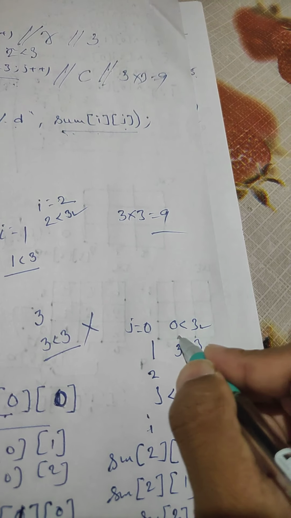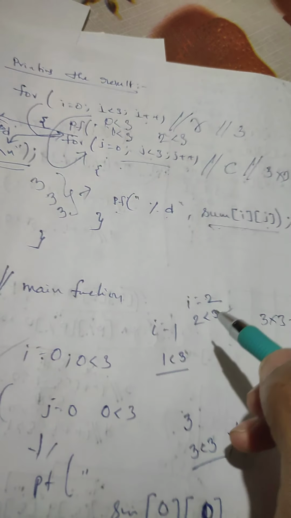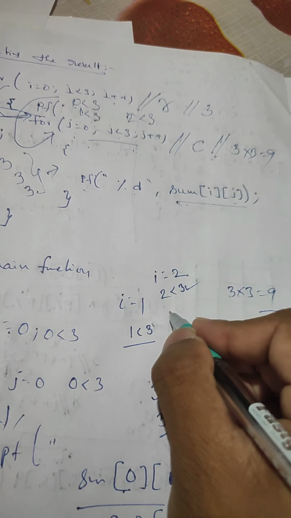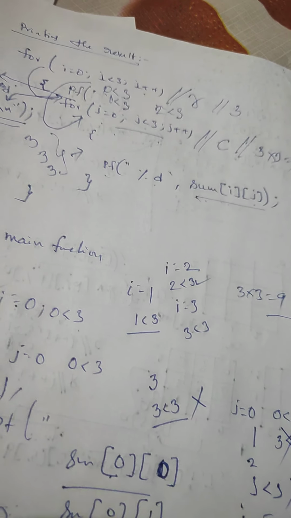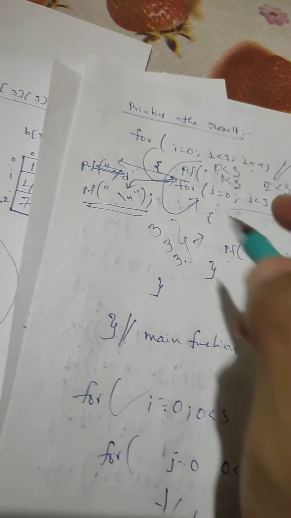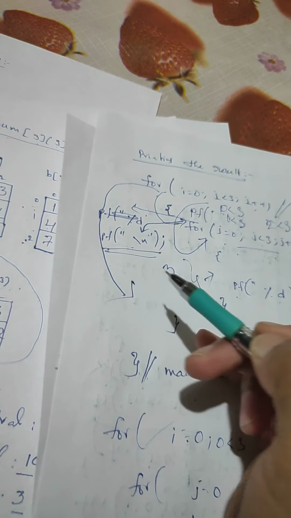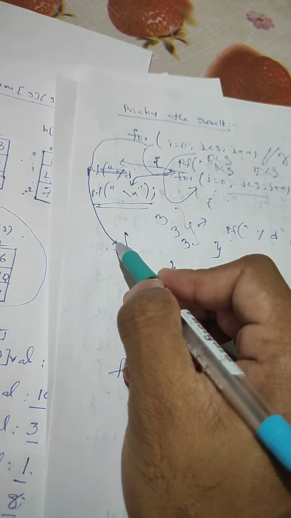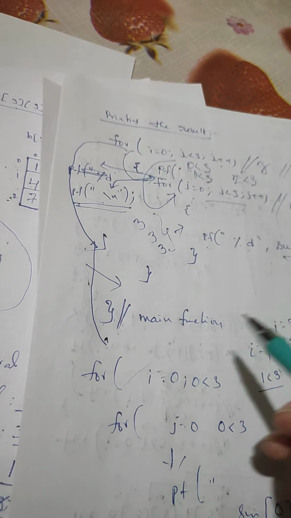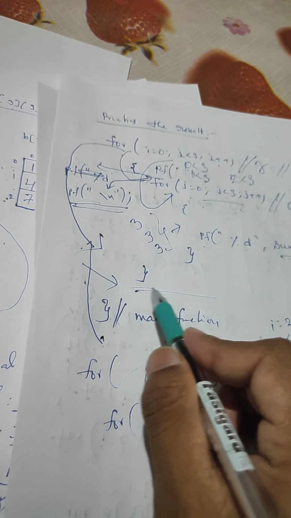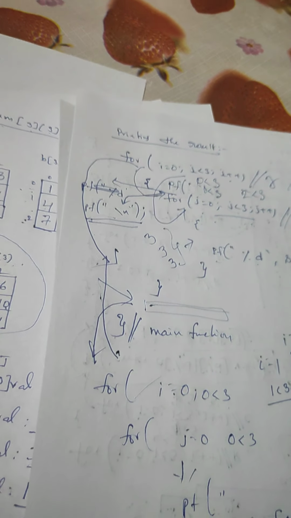3 less than 3, condition false. Then the controller goes to i plus plus. So the previous i value is 2 and i plus plus means the i value is incremented by 1, so that is 3. 3 less than 3. The condition is false. Then the controller directly exits from the outer for loop. Okay, so after the outer for loop, the controller goes to here. And after that, are there any statements? There are no statements. Then finally the controller exits from the main function.